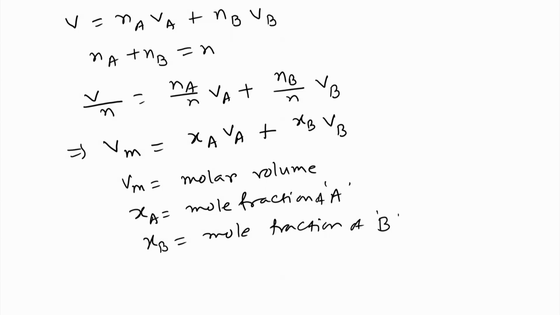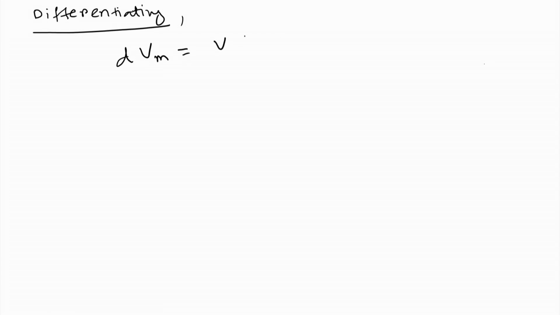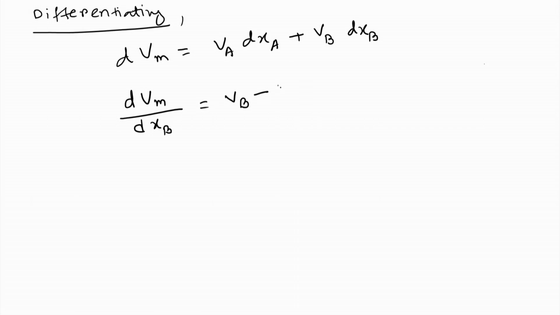Okay. Now, if we differentiate, on differentiating, we get dVm. Okay, and then we can write dVm by dxb is Vb minus Va, and then we can write Vb is Va plus dVm by dxb. Okay.